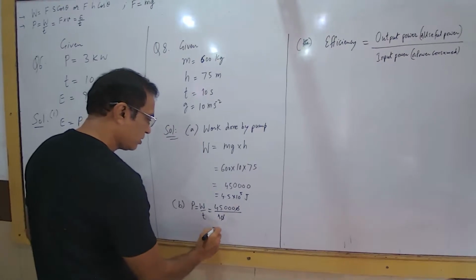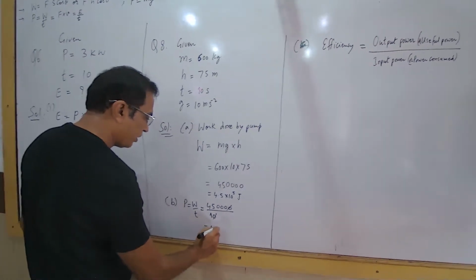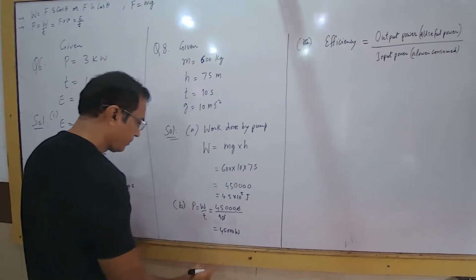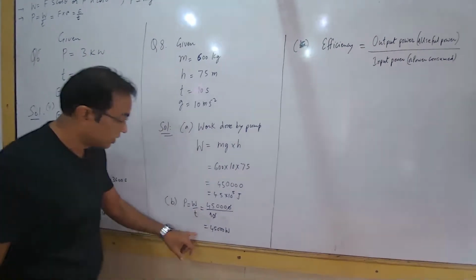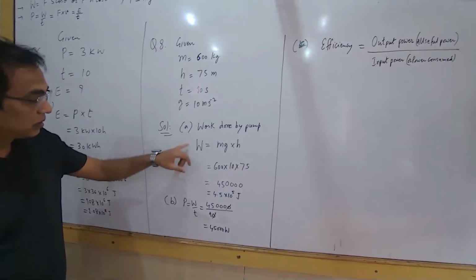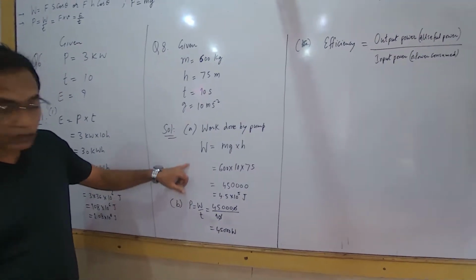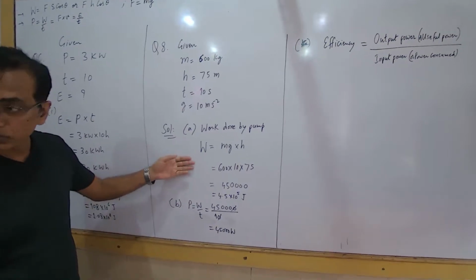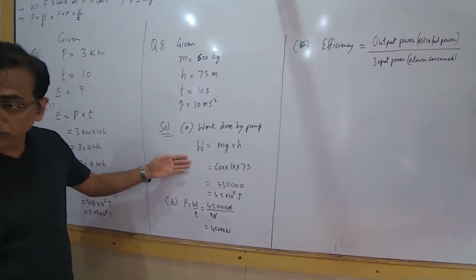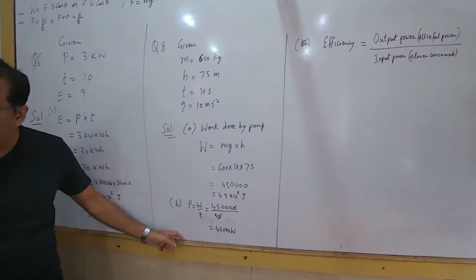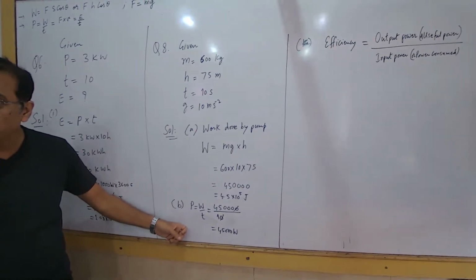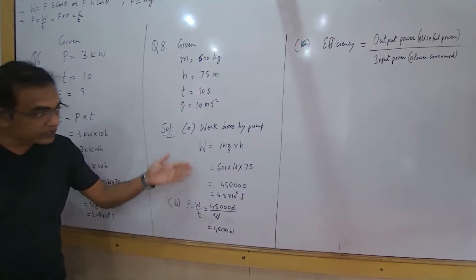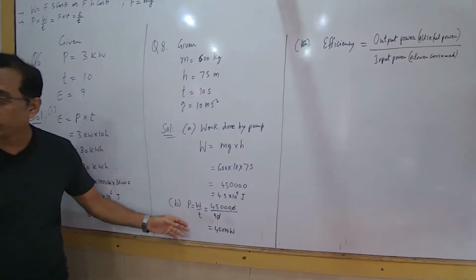How much will you get? This is 45 kilowatt, right? Or 45,000. This is the power delivered, the useful power. Actually you have to spend more power to get this power delivered. This is the actual work done and this is the useful power.